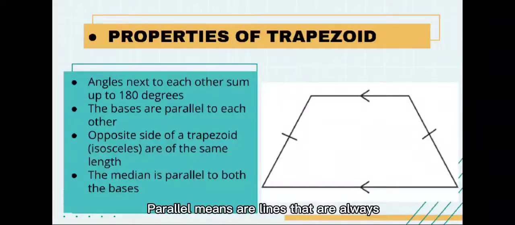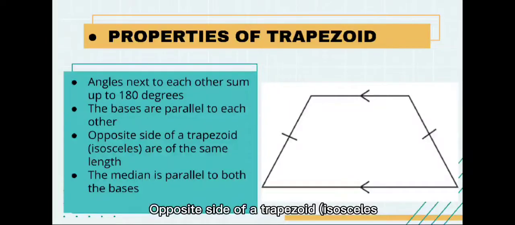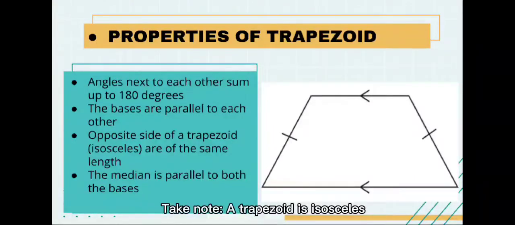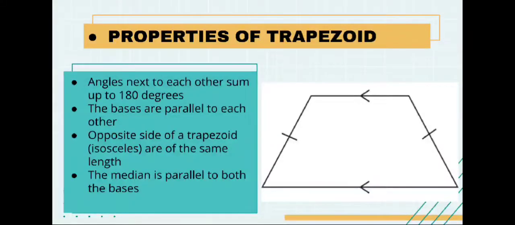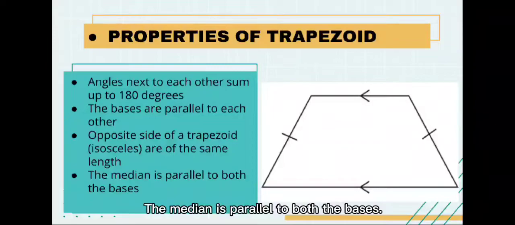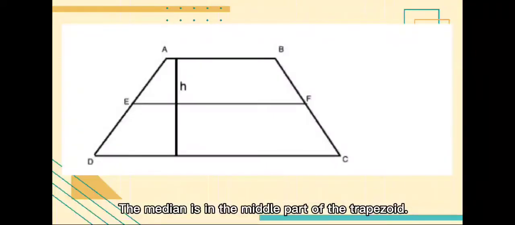Parallel means lines that are always the same distance from each other and will never intersect or touch. Opposite sides of an isosceles trapezoid are of the same length. Take note, a trapezoid is isosceles if and only if the base angles are congruent. The median is parallel to both the bases. The median is in the middle part of the trapezoid.